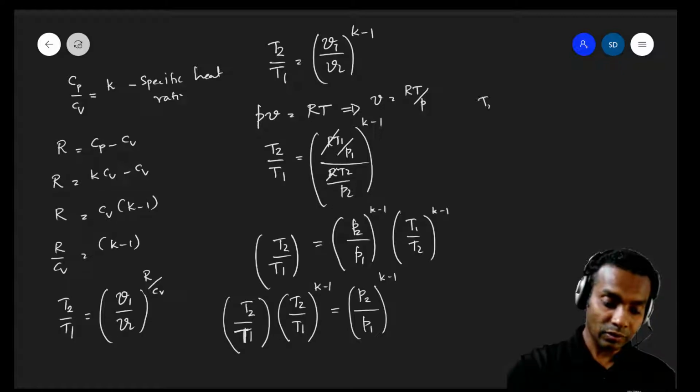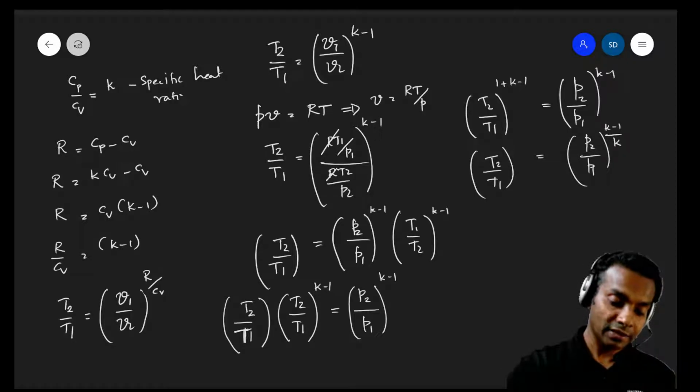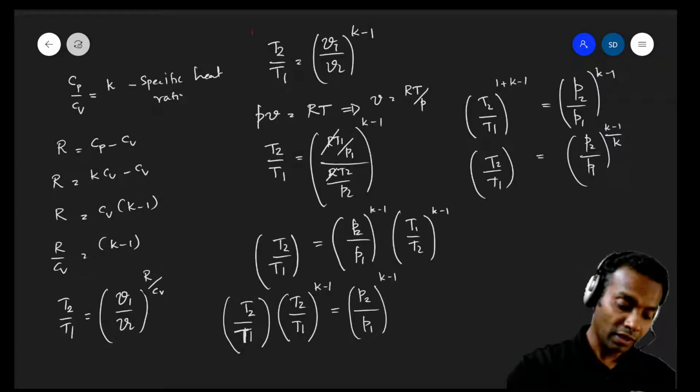T2 over T1 to the power 1 plus K minus 1 equals P2 over P1 to the power K minus 1. So you get T2 over T1 to the power K, and if you take the Kth root of this, you get P2 over P1 to the power K minus 1 over K. That's the second equation.